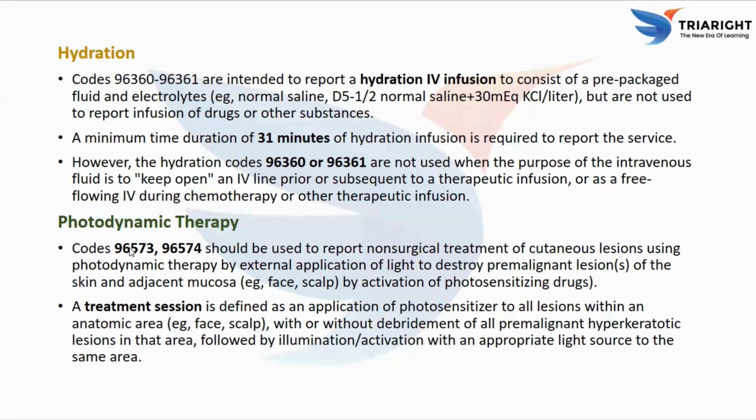And what is photodynamic therapy? So it's a non-surgical treatment which is used to destroy pre-malignant skin lesions. Using what? Using a photosensitizing drug followed by a light activation. So what are commonly used here? They are commonly used for actinic keratosis and superficial pre-malignant skin lesions. So CPT codes for photodynamic therapy 96573, 96574.